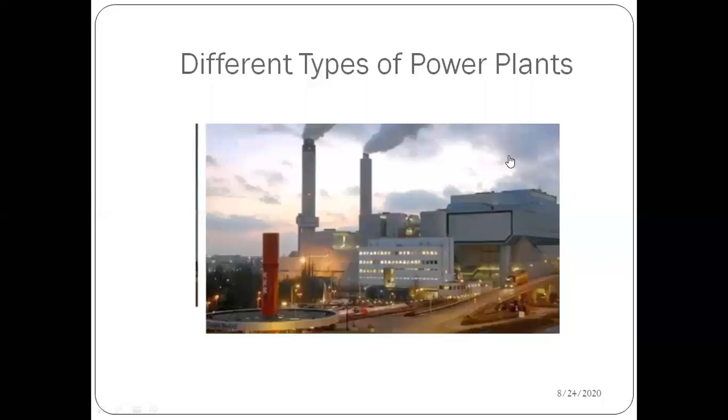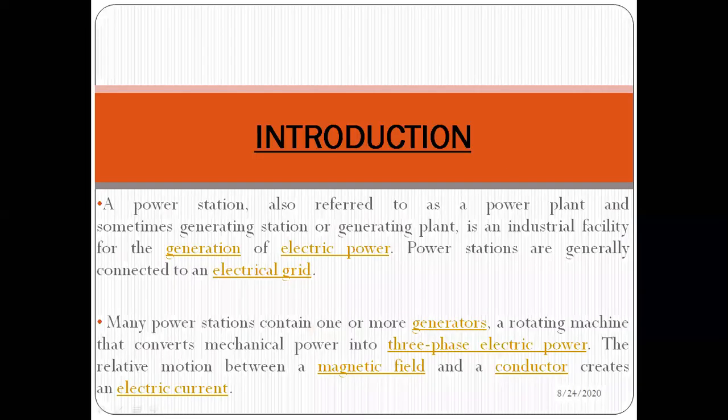So I think with this video you can get an idea about the generating station. Is this audible to all of you? Yes, sir. In this video I have covered almost all the types of generating stations that are available. For example, we have hydro, thermal, nuclear, biomass, solar, and all that.